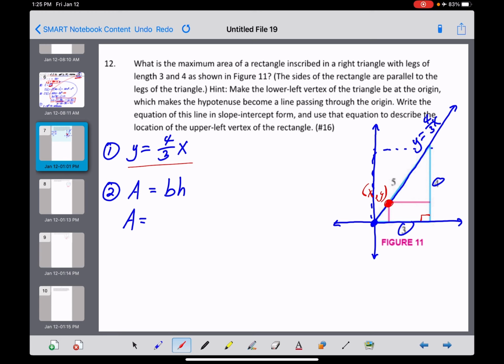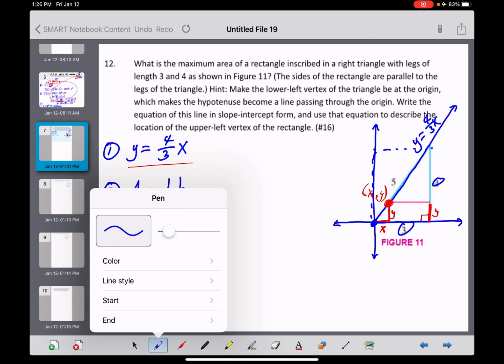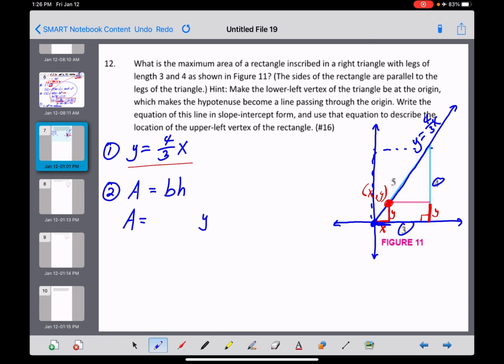So if this point is x, y, that means that from the origin, we're traveling x units to the right and y units up. Now that y can be transferred right over here if you wanted. Y is the height of the rectangle. Okay, so I'm going to put that in here for h. But coming up with the base of that rectangle is a lot more interesting. So what we know here, guys, is that x is the distance from here to here, and that 3 is the distance from the origin all the way over here to the right.